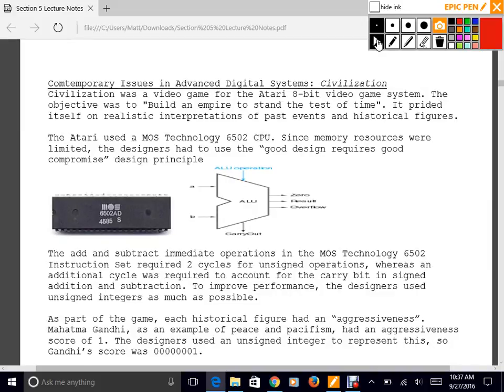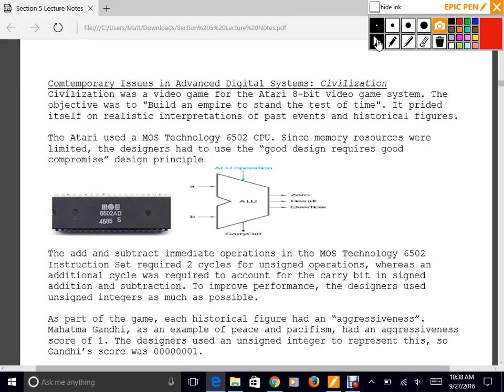Okay, so I want to cover something really quick here. When we were talking about good design requires good compromise, I find this is a good story of why it's important to understand signed and unsigned, now that we've actually taken values out of the registers and put them into the arithmetic logic unit. This is a good example of why I'm telling you to understand this data path, this advanced digital system, and understand the register transfer language, because goofy things can happen when you don't. And this is a really good example of what happened here.